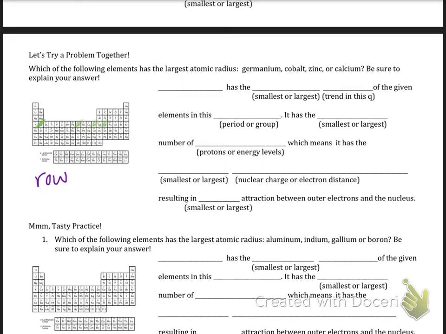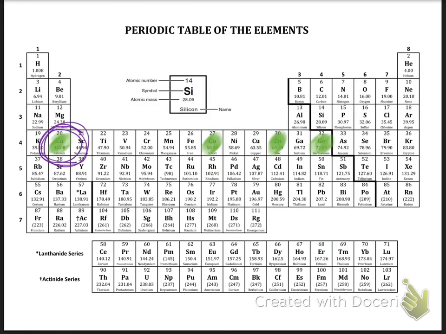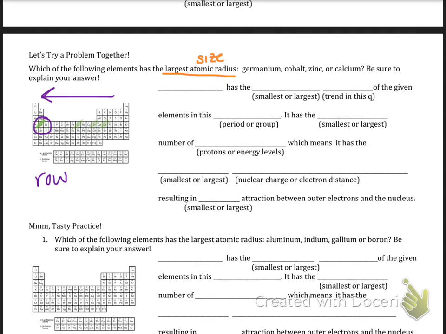According to the trend, it gets bigger going to the left. So you draw your arrow as a reminder to yourself. It wants the largest sized element, right? The largest size. So if it gets bigger going to the left, then good old calcium must be the biggest one. So the answer to this question is calcium. So you're going to write calcium has the, and you're going to take this question and put it right there, has the largest atomic radius, the largest size of the given elements in this. Instead of row, you're going to use a chemistry word, period.